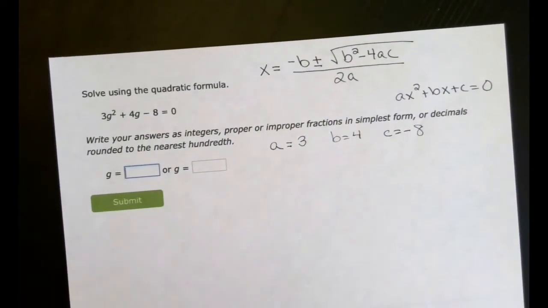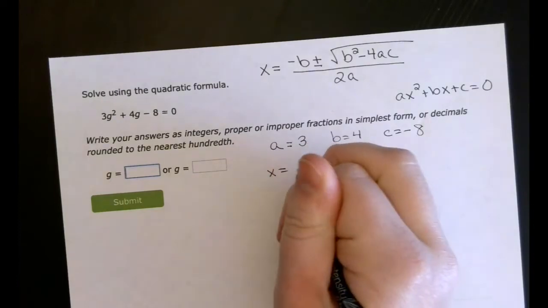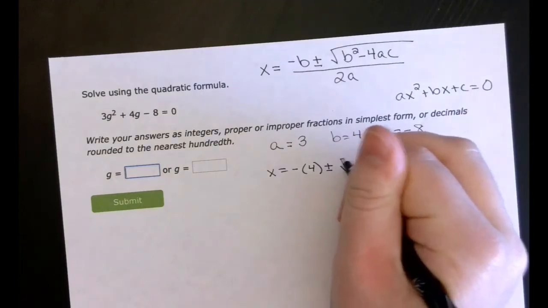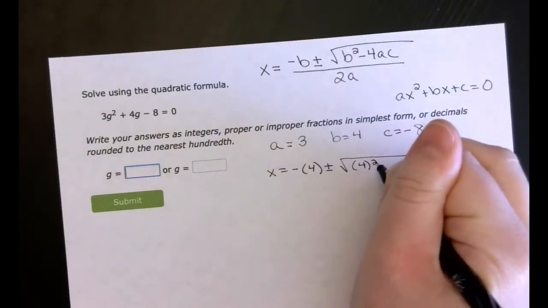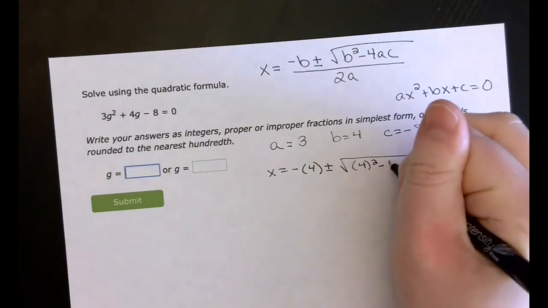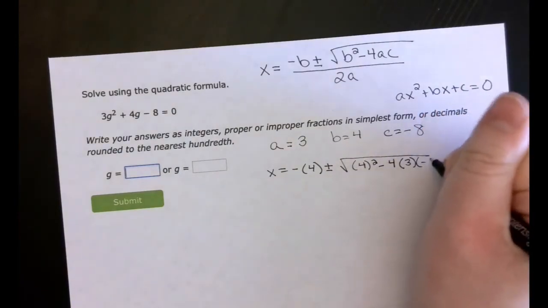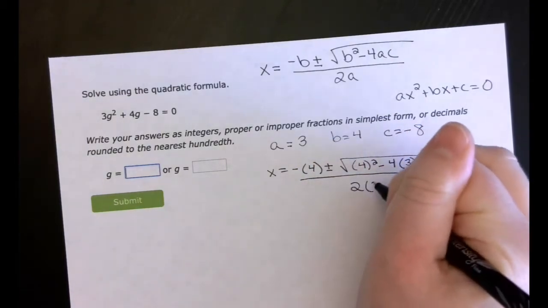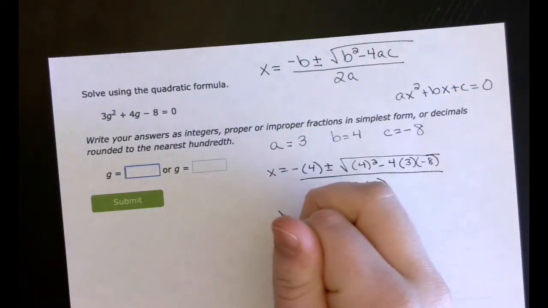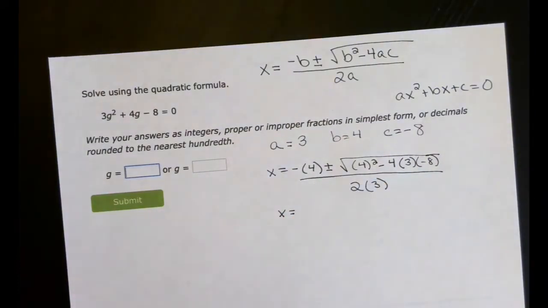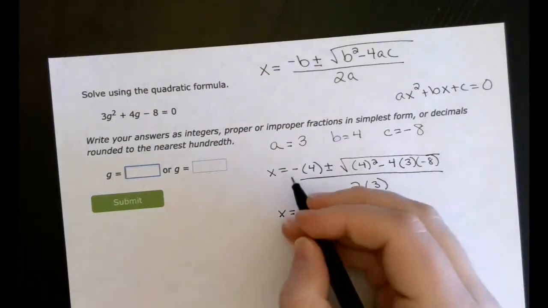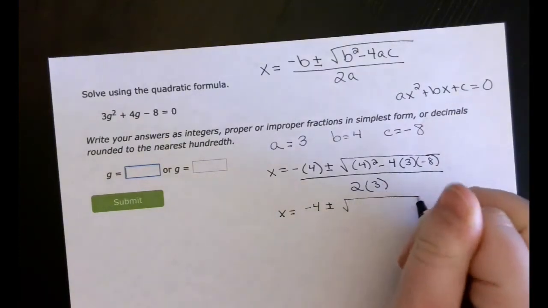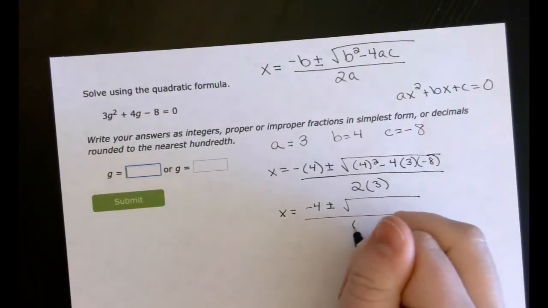Once I do that, I can plug everything in to the equation. Negative 4, don't forget your parentheses, plus or minus the square root of 4 squared minus 4 times 3 times negative 8, all divided by 2 times a of 3. Our next step here is to clean up everything in this problem. So negative 4 plus or minus the square root. I'm going to clean up the bottom first, that's 6.